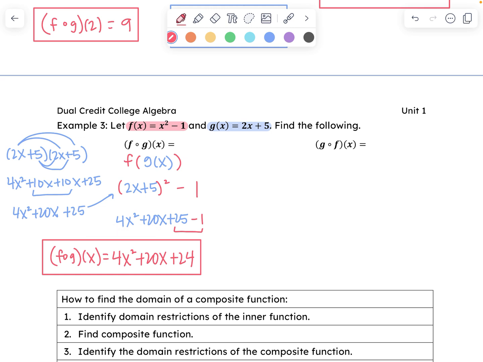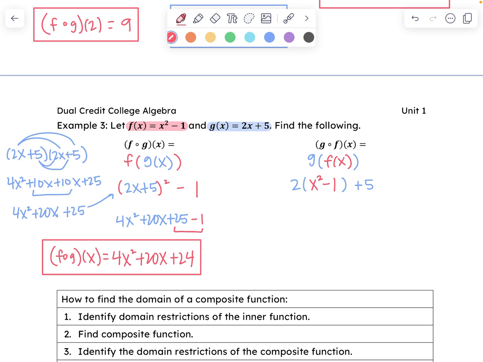Let's see what happens when we do it the other way around. So now I'm going to do g of, and I'm going to put the f of x function into the g of x function. So g of x is normally 2x plus 5, but now I'm going to take that f of x, and that x squared minus 1 is going to go where x was.